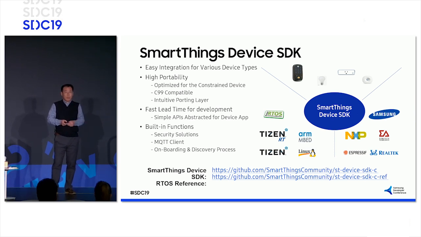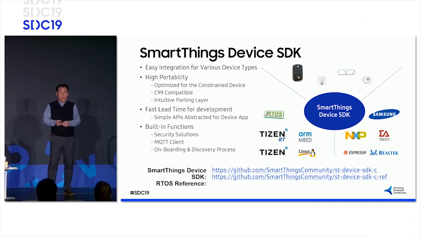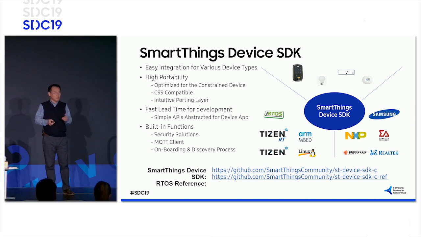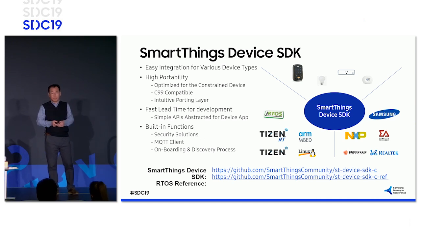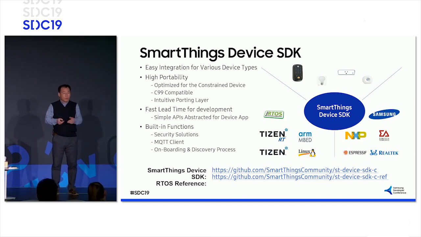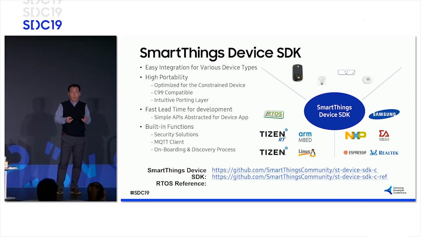SmartThings Device SDK is fairly portable for different operating systems and chipset solutions. It is optimized for constrained devices by its low memory footprint and use of the smallest amount of system power. It is also compatible with C99 and provides an intuitive porting layer. Its source code is available on GitHub.